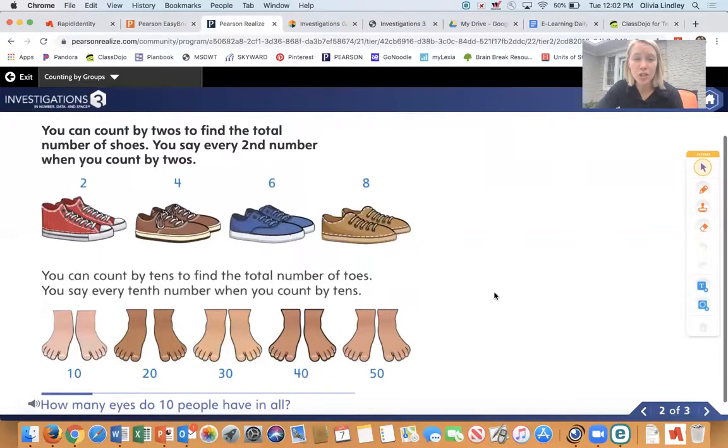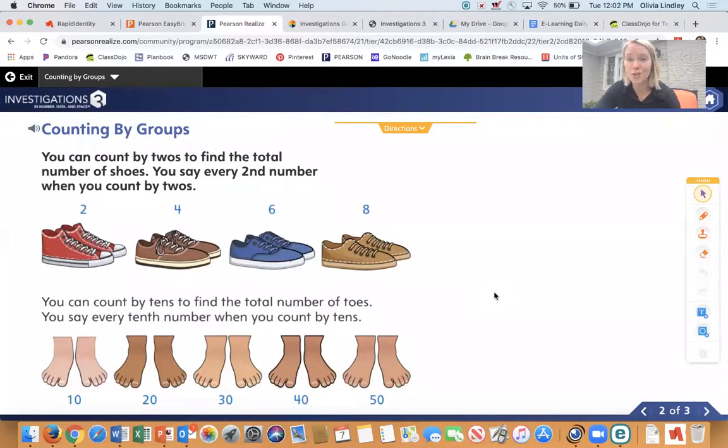We can also count by 2s to find the total number of shoes, and that is what you guys are going to do on Dojo. You are going to say every second number when you count by 2s, or you can count on by 2s each time. So I see 2 shoes here. I would say 2, skip, 4, 6, sorry, 8. So I can say 2, and I can also count on 3, 4, 5, 6, 7, 8.